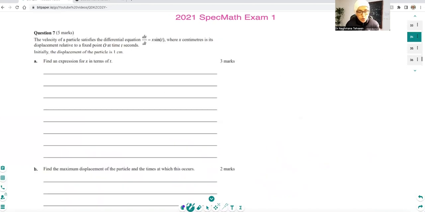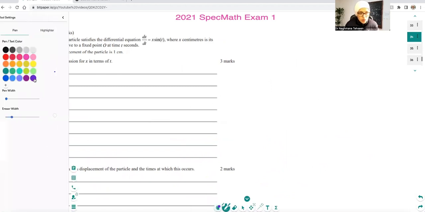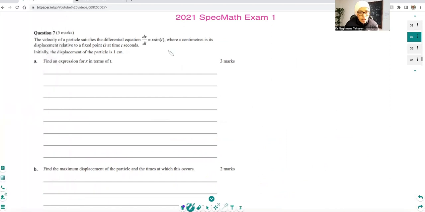Okay, now let's look at question number 7, which says the velocity of the particle satisfies the differential equation dx over dt is x sin t, where x centimeters is the displacement relative to the fixed point O. Initially, the displacement of the particle is 1 centimeter. Find the expression of x in terms of t.